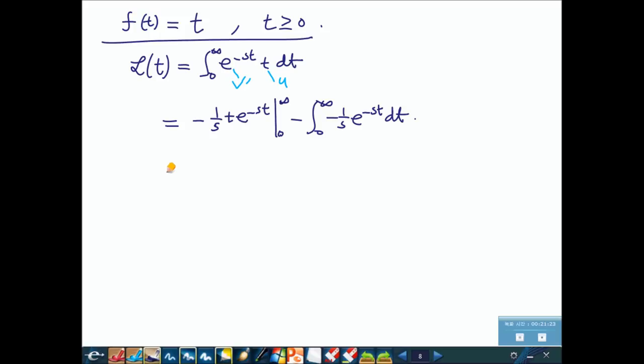So to the infinity, it's a 0, right? And minus 0 is a 0. The first term is 0. So it's a plus 1 over s, and you have to integrate it. That's this, right? Okay. So the Laplace of t is 1 over s square.